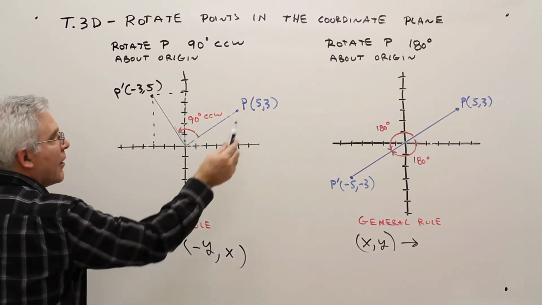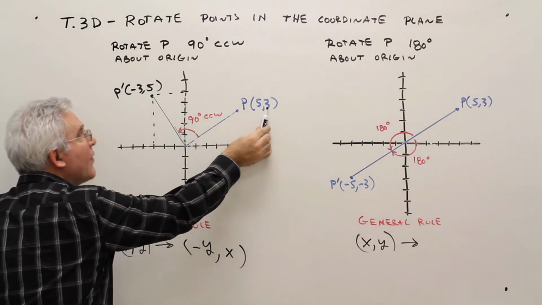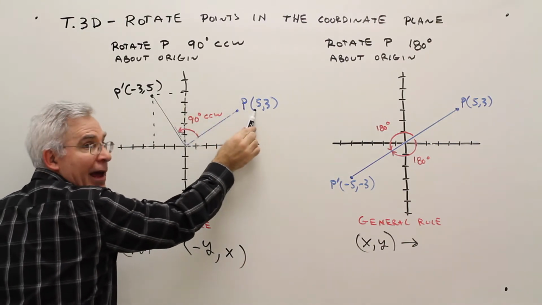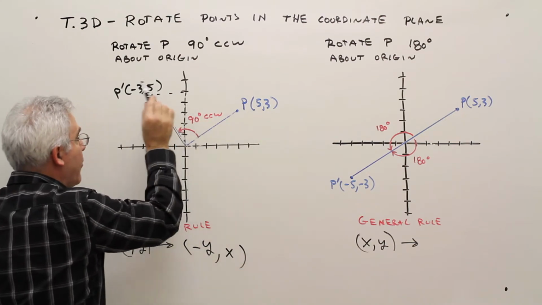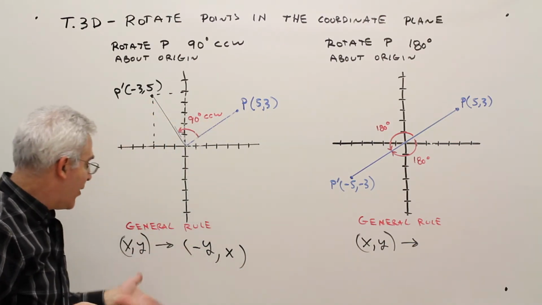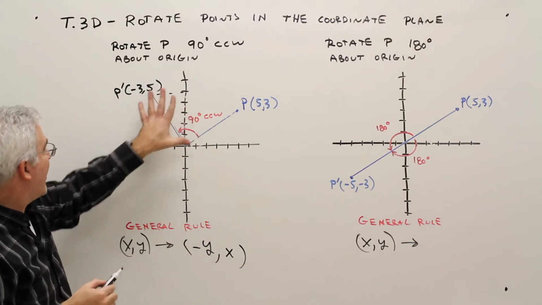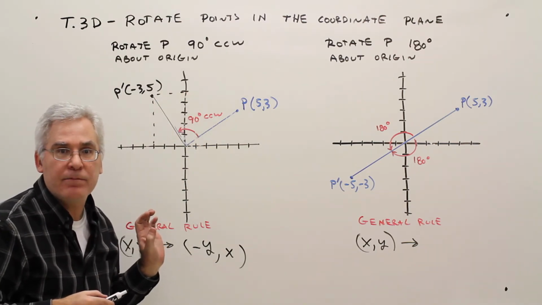So once again, this y coordinate changed signs and went first. This x coordinate kept the same sign and went second. Again, there's no way I can remember that rule. I'm not good at that, but I can easily derive it by doing that.